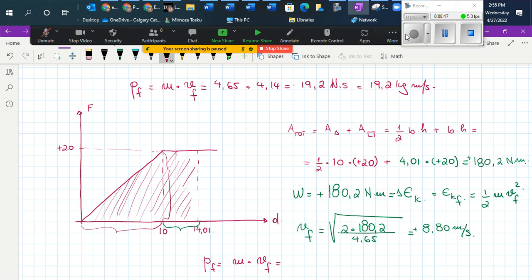And if we are calculating momentum at that point, it will be mass times velocity, which will be 4.65 times 8.80, which equals 40.9 kilograms meters per second. This is how you approach those kind of questions.